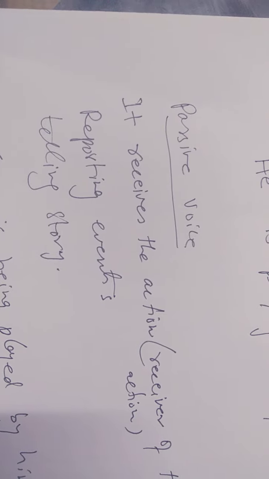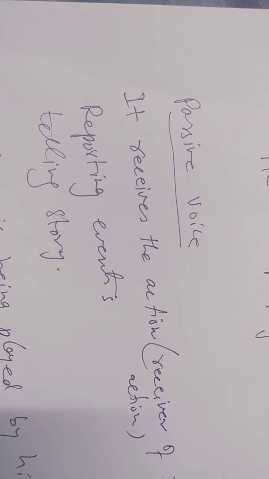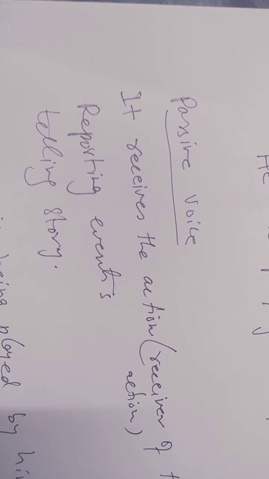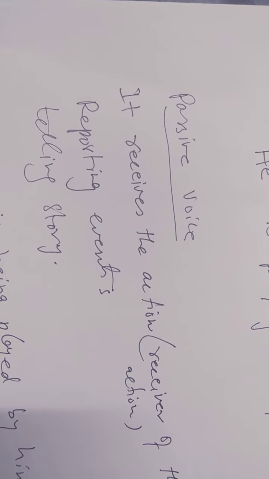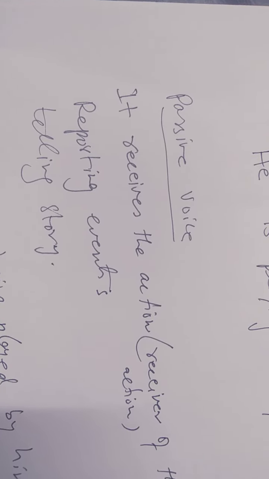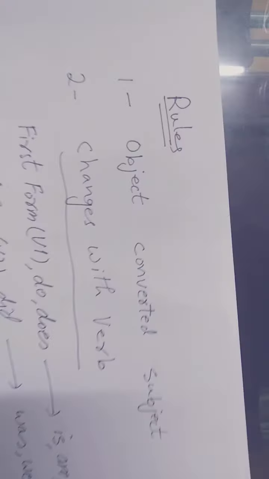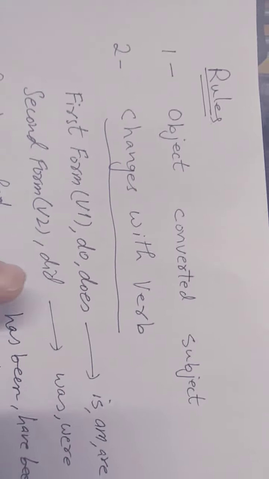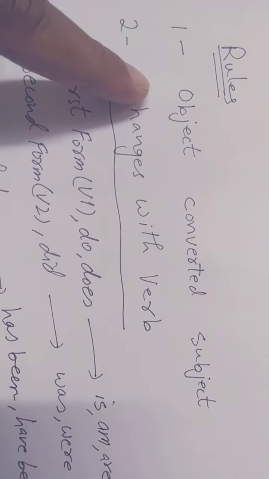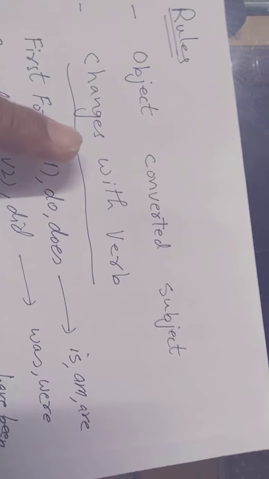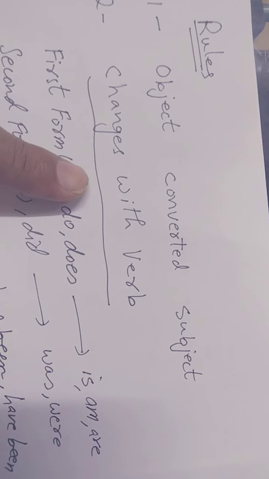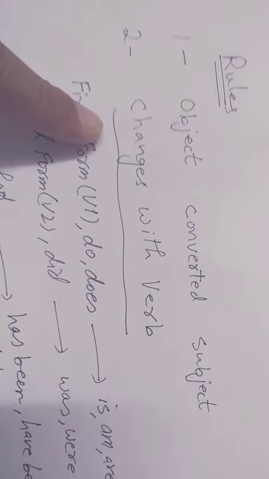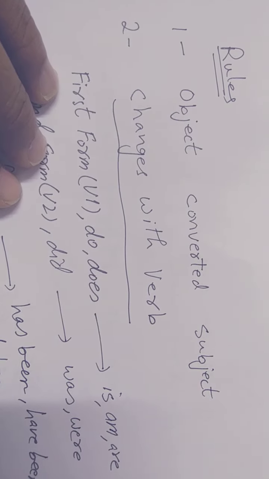Now let's see the 5 rules. You don't need to see the tenses of the sentences every time. You just have to follow these 5 rules. Rule 1: you have to convert the object into the subject. The object of the sentence is converted into the subject. Rule 2: changes with the verb.